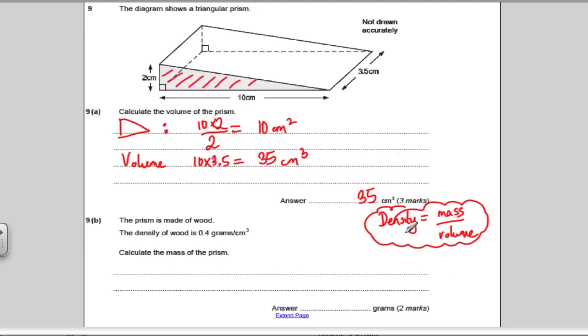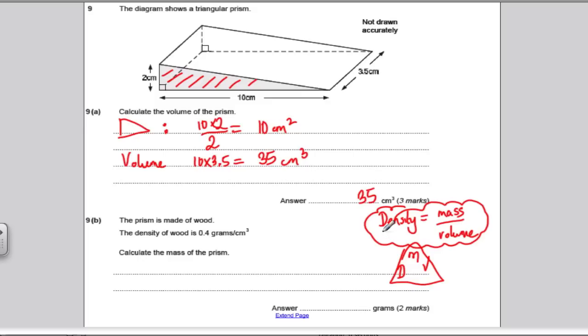Okay? So rearrange that. If you want to work out the mass, it's density times volume. Some of you in science may have learned it with triangles. If that works for you, then you can use that. So you might have a DMV triangle. Whereas if you want to work out density, it's mass over volume. If you want to work out mass, you cover mass, it's density times volume, etc.